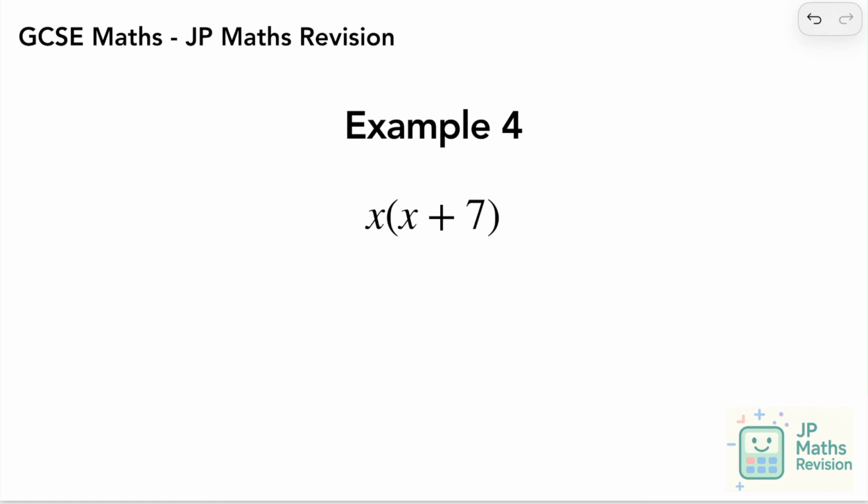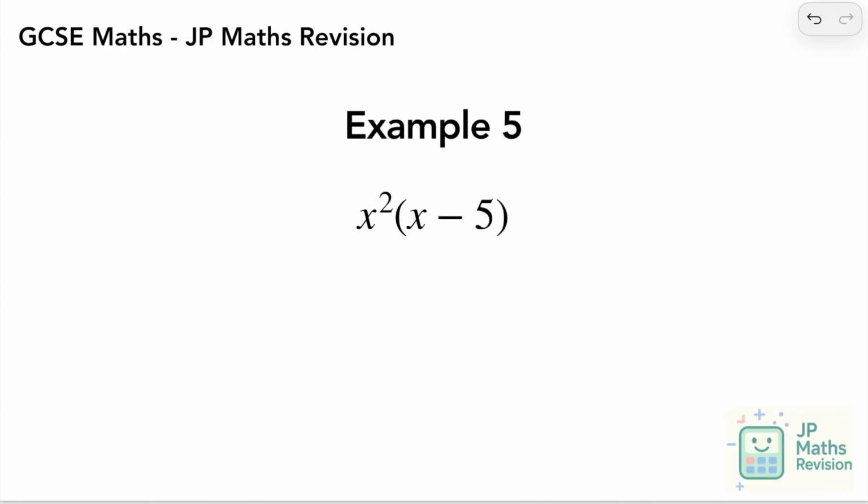So here we have an example where there's x outside the bracket. So we're going to do x times x, same as before. So x times x, that is x squared, because we're doing x times itself. And then we're going to do 7 times x. So 7 times x is simply 7x. So the answer to this question is x squared plus 7x.